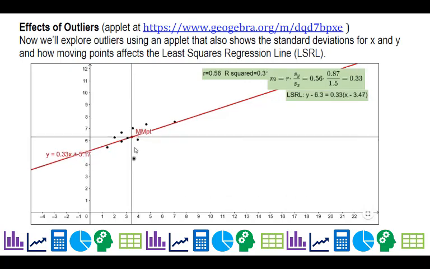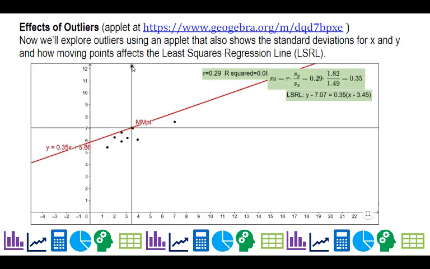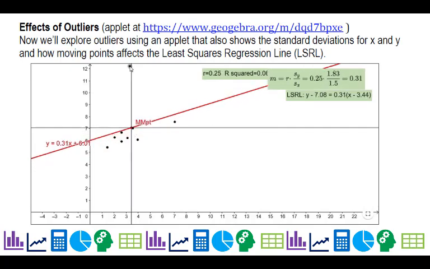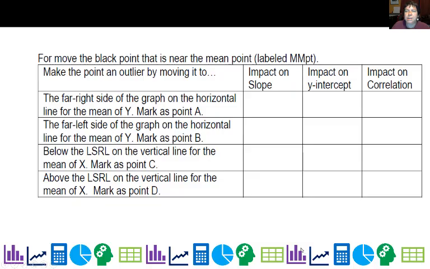All right, as I shift this up above the line, let me put it back on the mean so you can see where it was. So there's the original line. As I shift this up, it increases the y-intercept, but the slope is roughly the same. In all cases, when I have an outlier, my correlation decreases because it's not as good a fit. So let's summarize what we just found out through the applet.